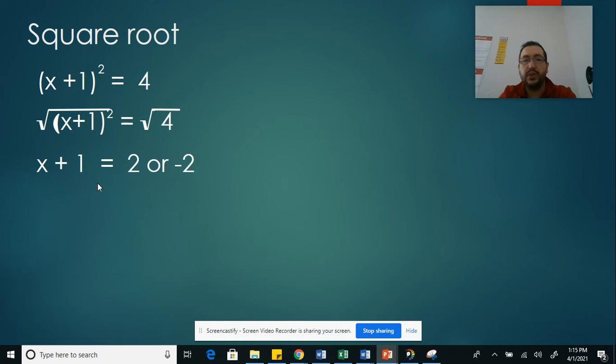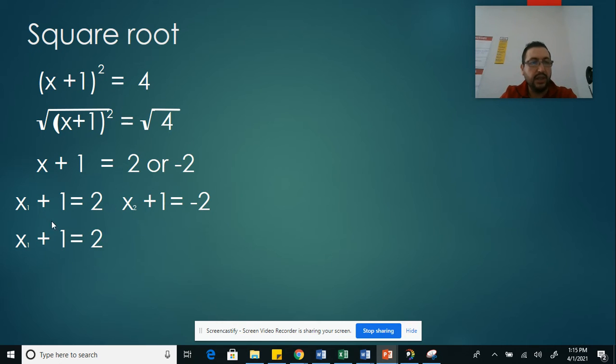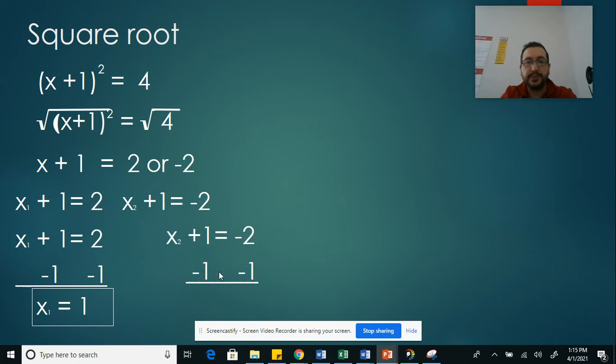So we can split it into two equations. x plus 1 equals 2 and x plus 1 equals negative 2. And then we solve for x, and we're going to end up with two answers. Like this one will be minus 1, so x1 will be 1 and x2 will be negative 3. Okay, so remember we're going to have two solutions.